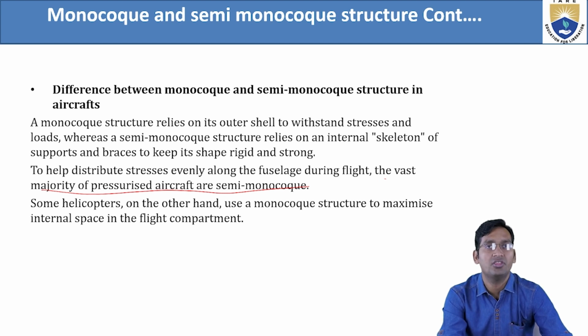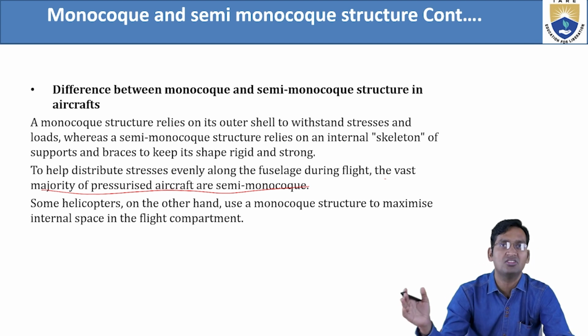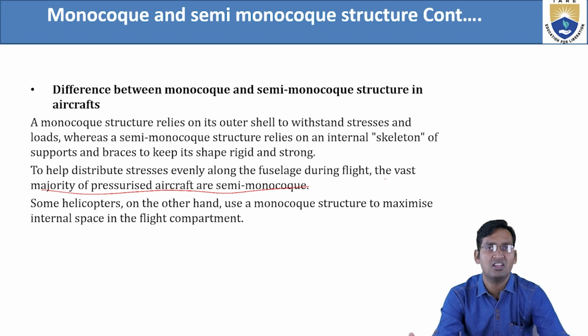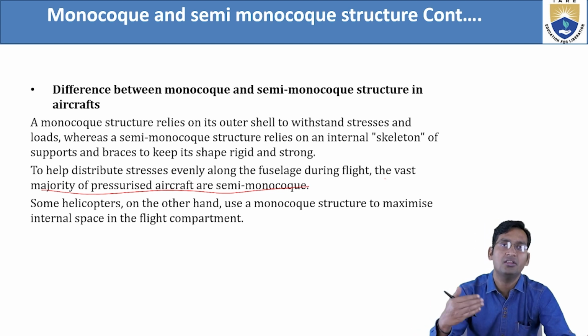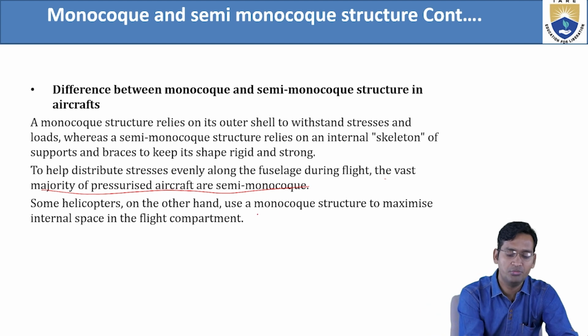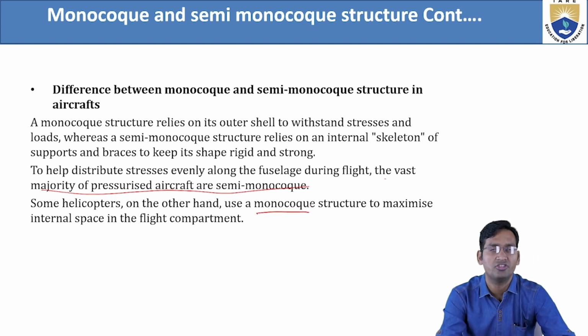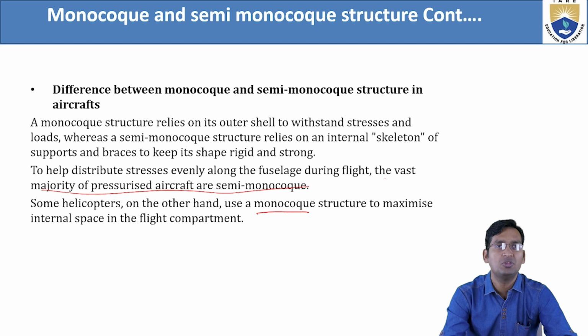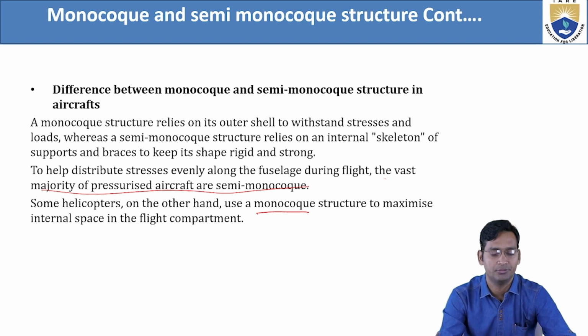Some helicopters, on the other hand, use a monocoque structure to maximize internal space in the flight compartment. Because the helicopter size itself is very small, if they add the supporting structure, then the space becomes even less. So to prevent that, they simply use the monocoque structure so that inside they have more space and can keep more things.